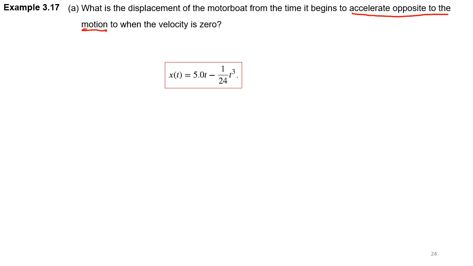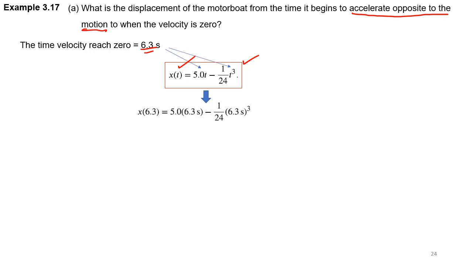So we can use this position function. We need to find the position. We already found that the time taken is 6.3 seconds, right? From the point the driver applies brake to stopping at the dock. So if you put the time here, you get 21.1 meters.